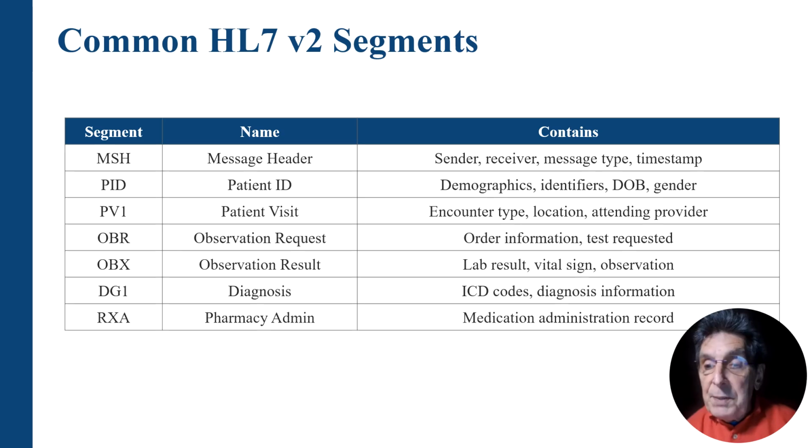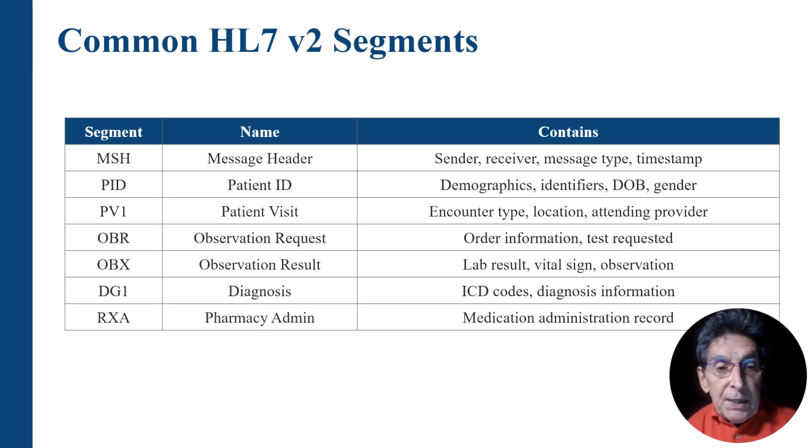The PV1, the patient visit, has the encounter information like the visit type, the patient location, the provider, the admission date. Then you've got the OBR, the observation request. It's used in the orders and results to identify what test or observation is being requested or reported. Then the OBX, the observation result. This is the actual result values, for example, for lab results or vital signs, anything that's measured. The DG1 is the diagnosis, typically in the ICD-10 coding. This links clinical codes to the patient encounter.